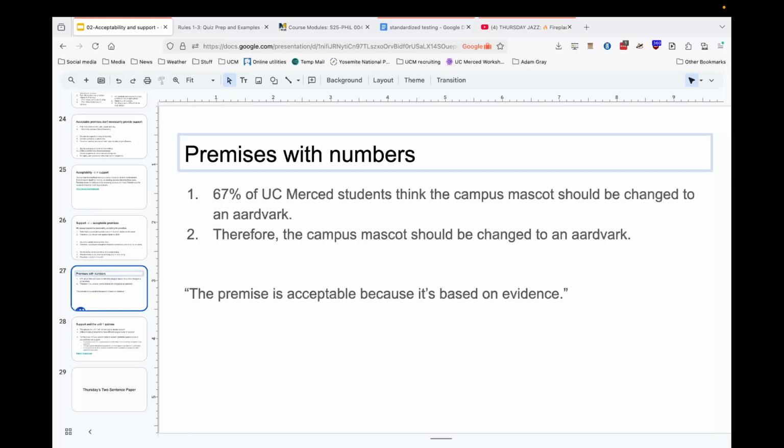Questions or comments on that? Just reiterating in a specific way the difference between acceptance and support.